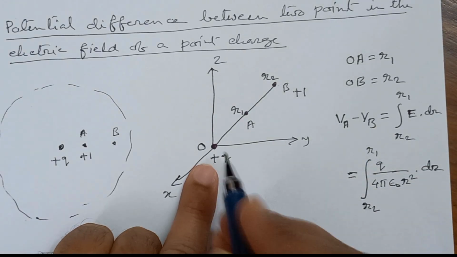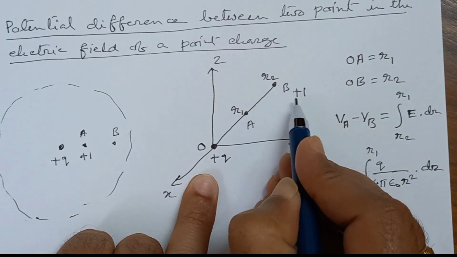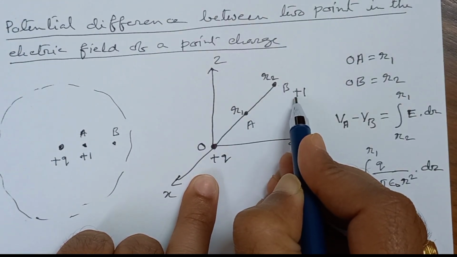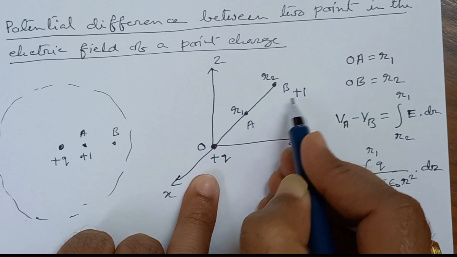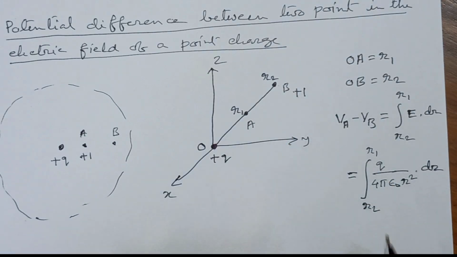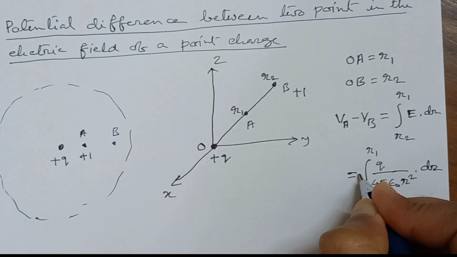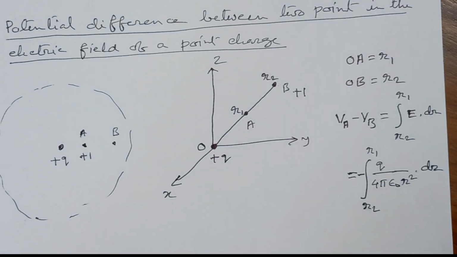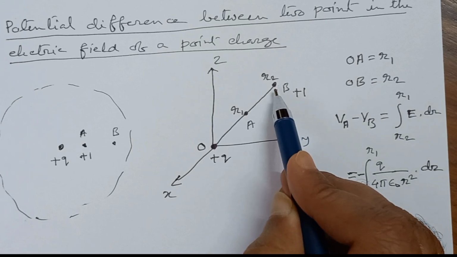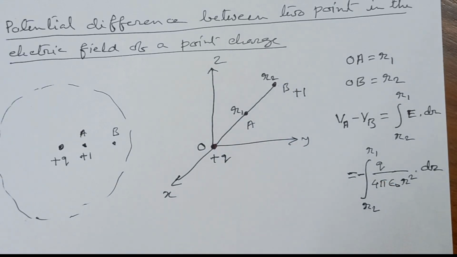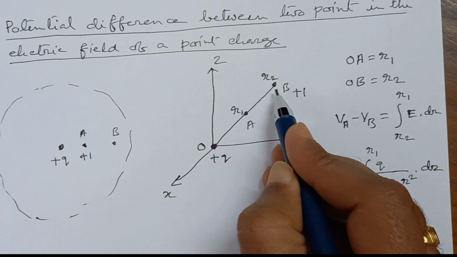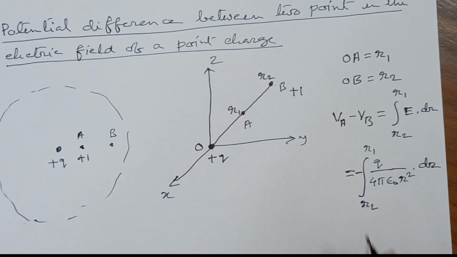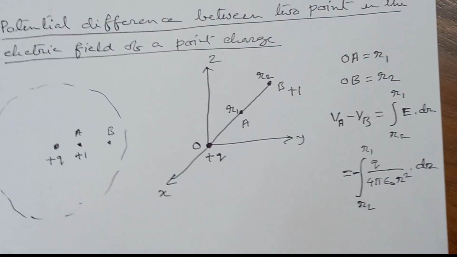Now look at here, this is a positive charge Q and this is also a positive charge, though it is unit positive charge, but this is a positive charge, so this will repel the unit positive charge. So we have to write here the negative sign, because the repulsive force acting on the unit positive charge, and we have to do some work against the electric field to bring the unit positive charge from B to point A. So we have to write here the negative sign.